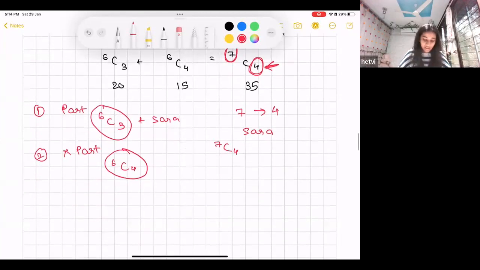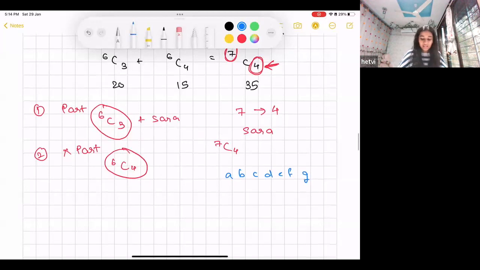Yes, okay. Let's take letters. We have A, B, C, D, E, F, G. We have total 7 people. Let's say G is Sarah. And we want to select 4 out of these 7 people.